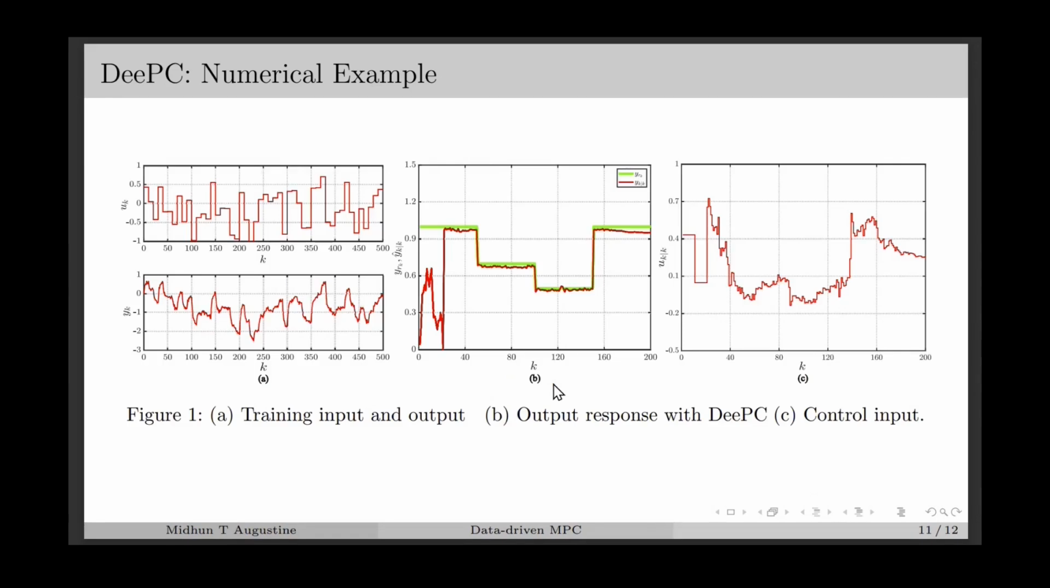Figure 1 shows the response with DeePC, where figure A shows the input data and output data that are used for constructing the Hankel matrices. And the output response with the DeePC is shown in figure B, where we can see the reference output in green color and the output with the DeePC in red color, where we can see that the output is tracking the reference. And the control input with the DeePC is shown in figure C.